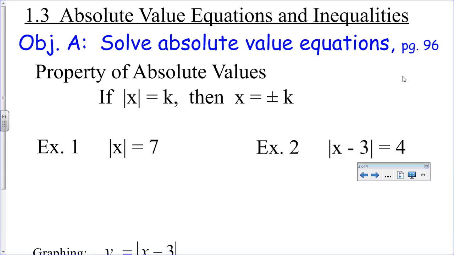All right, so what we're going to talk about in 1-3 is absolute value equations and inequalities. Today we're just going to look at the equations. So just a few things to cover here.